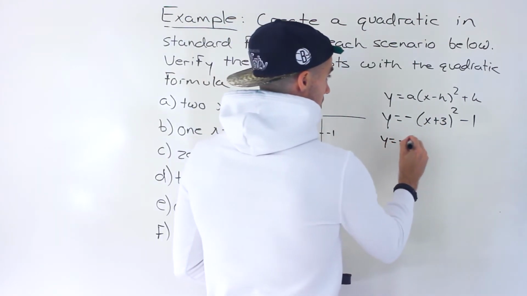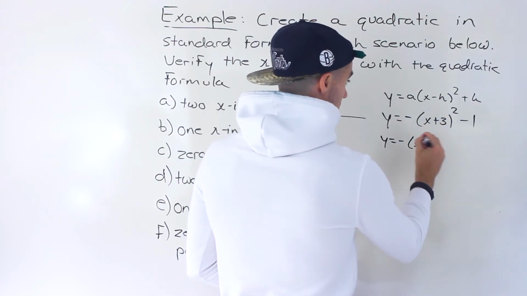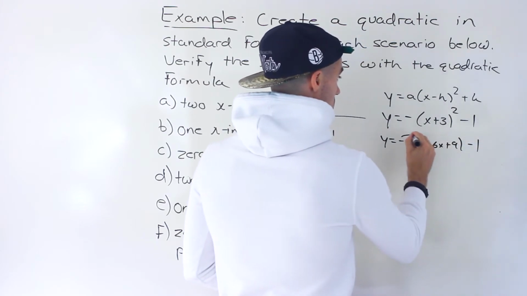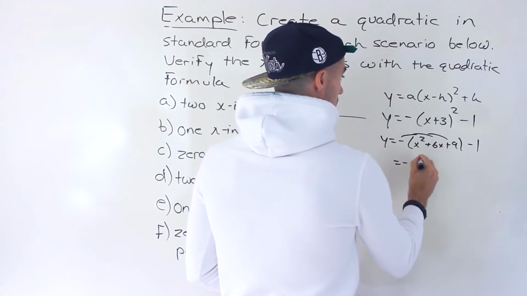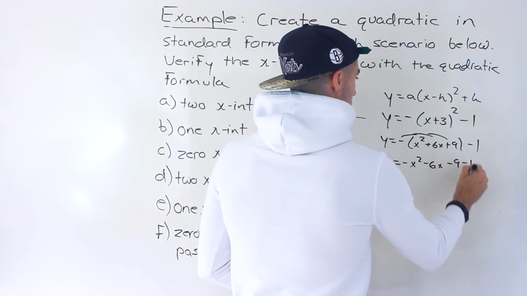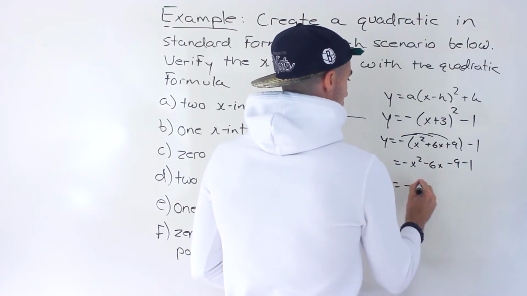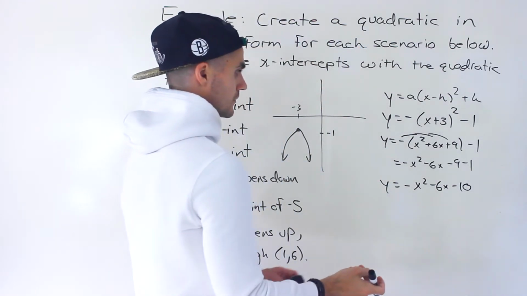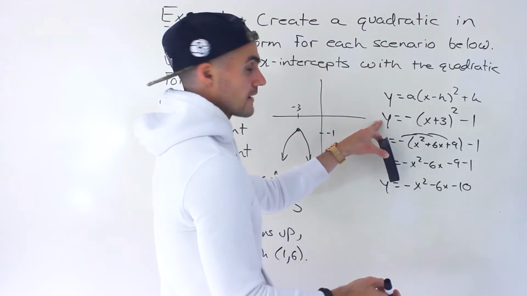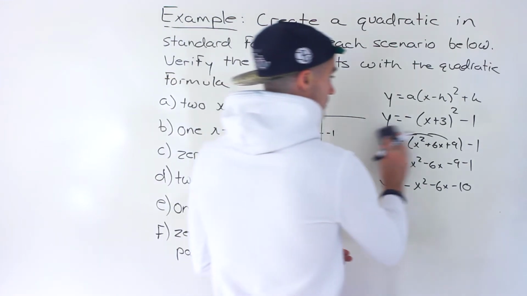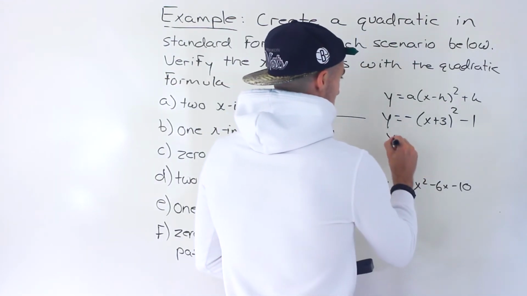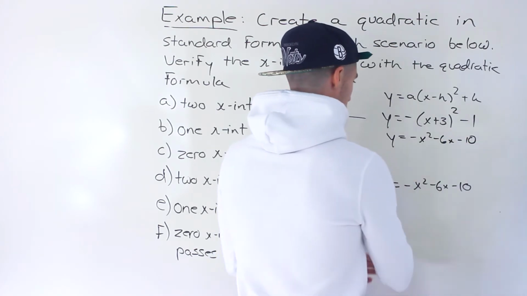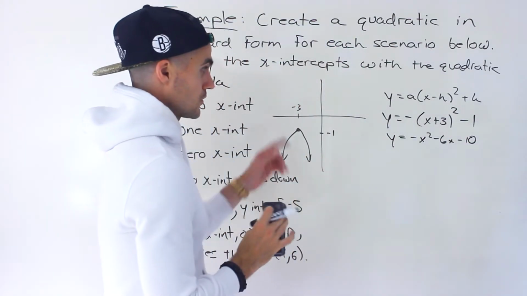So if we expand this, x plus 3 times x plus 3 would be that. And we have -1, distribute the negative inside the bracket. And so we'd have -x squared minus 6x minus 10. Okay, so this and that, those are both the exact same quadratics. So we have our quadratic in standard form, and that has 0 x-intercepts.